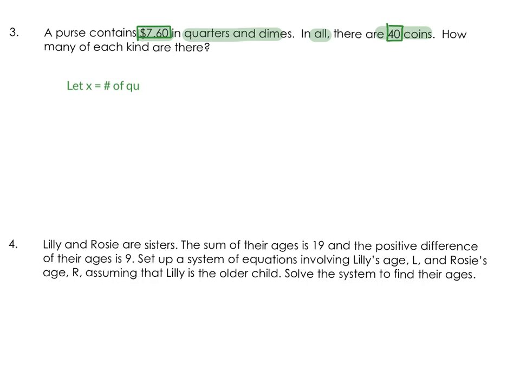Now the reason I put the number of is so that I know what I don't know is the number, not necessarily a value. And then the y is the number of dimes. And now I can go ahead and set up my equation. So I know that I have $7.60. Well, in order to add up to money, I have to have the money value here.